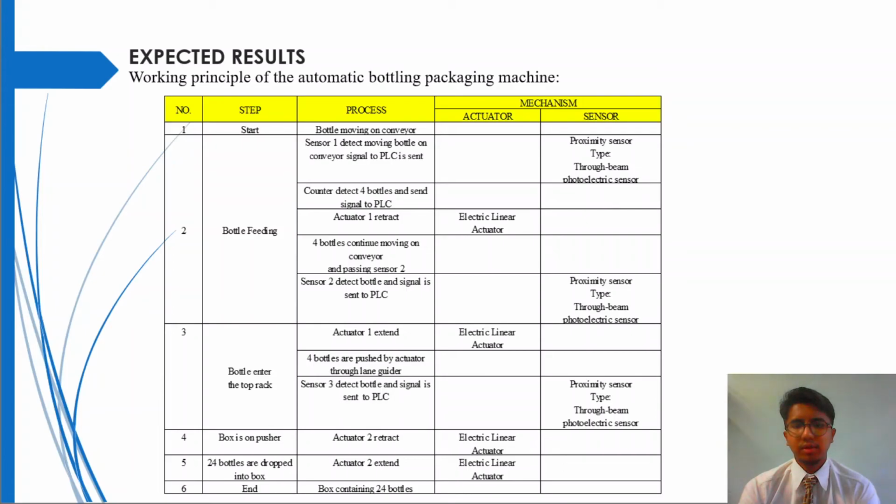The process continues in a loop until the top rack of the packaging machine is filled with 24 bottles. As true beam photoelectric sensor number 2 senses the bottles, linear actuator number 2 will be triggered and extended, which causes the pusher to move forward, and then the 24 bottles will fall into the box. After a moment, electric linear actuator number 2 will retract.